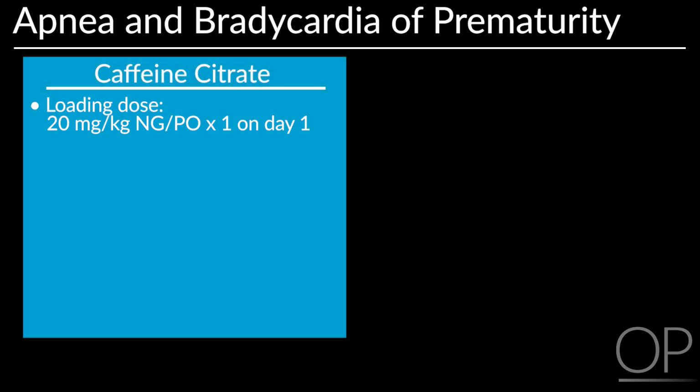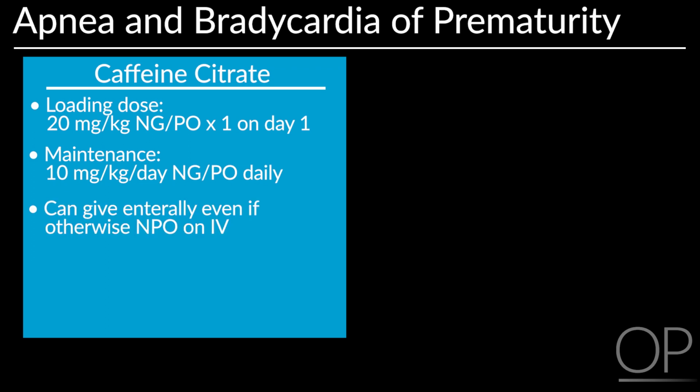Caffeine citrate should be given first in a loading dose of 20 mg per kg by nasogastric tube or per os once on day 1. A maintenance dose of 10 mg per kg per day by nasogastric or per os should be given every morning after that. You can give caffeine enterally even if the infant is otherwise nil per os on IV fluid.